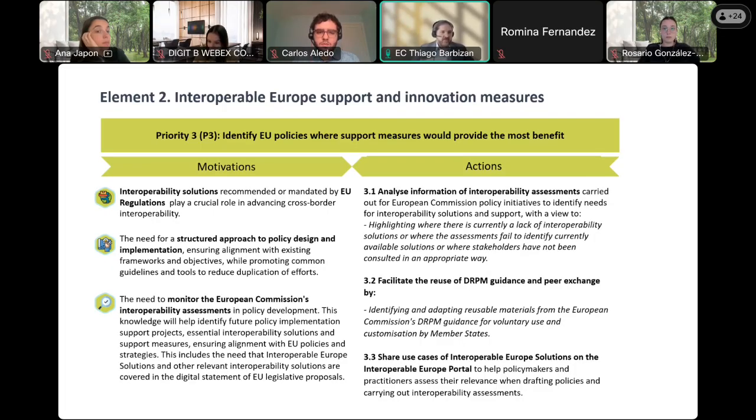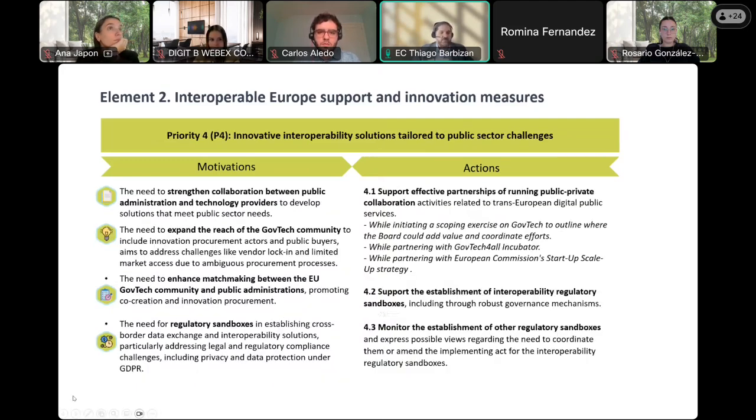There is a lot of material that is already available to support the implementation of such priority, and this will be done throughout 2026, of course. Also under element 2, we have priority 4 in the next slide, which is looking at innovative interoperability solutions that are tailored to public sector challenges.